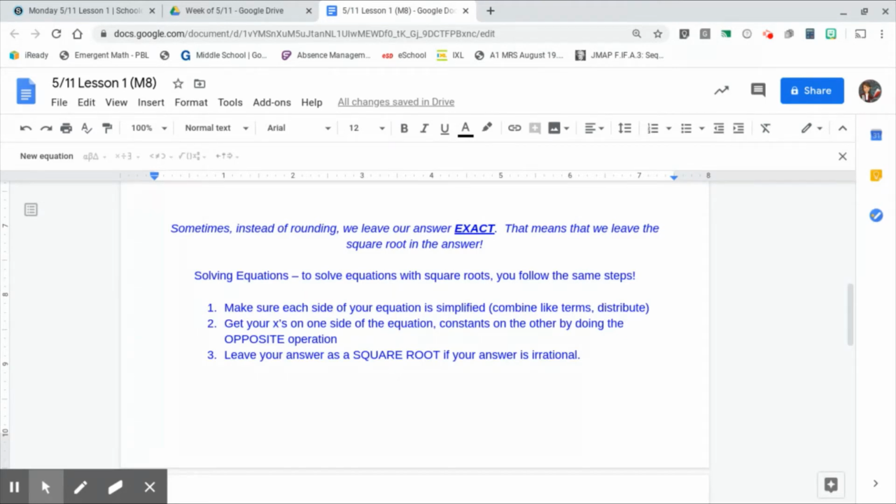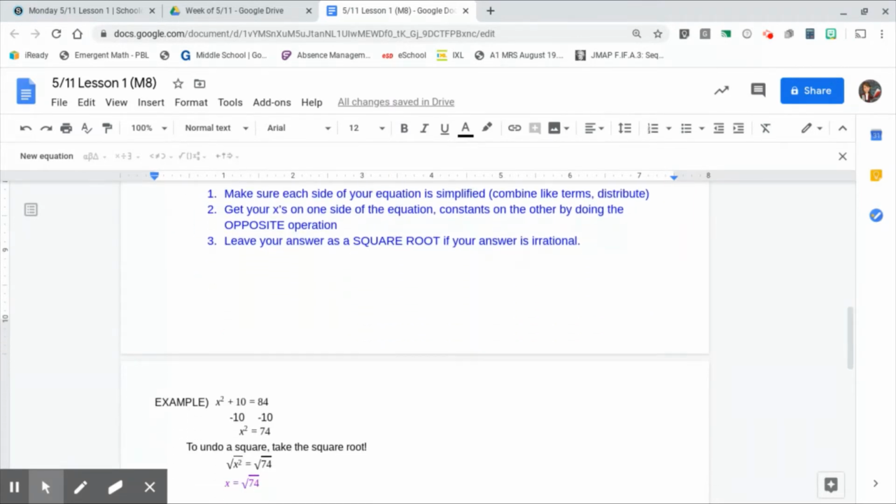So we're going to solve some equations with square roots. These are the same steps as solving other equations. Our first step is to make sure each side of the equation is simplified, so combine like terms and distribute if you need to. A second step is to get your x's on one side of the equation and constants on the other by doing the opposite operation. This is when you draw your line down the equal sign and move things. Step 3 is to leave your answer as a square root if your answer is irrational, because irrational numbers go on forever. They don't have a pattern, so we have to use that square root symbol to show the exact answer.